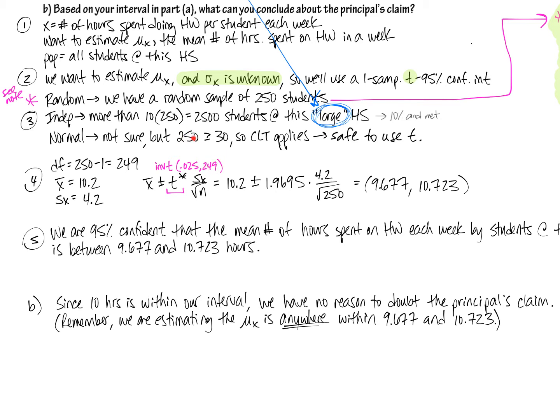The n is 250, it's the sample size. n minus 1 is 249. So this is what you type into inverse t, and that's what gives you 1.9695. The sample standard deviation is 4.2. Root n is root 250. That all goes in, and then this is your interval that gets spit out.